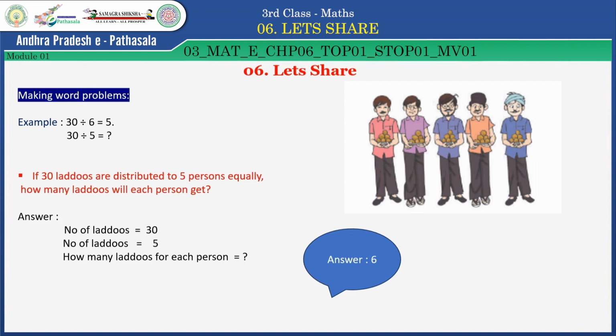The answer is, here first the number of laddus given is 30, and the number of persons given is 5. Then 30 divided by 5, and the answer is 6. That is, each person gets 6 laddus.